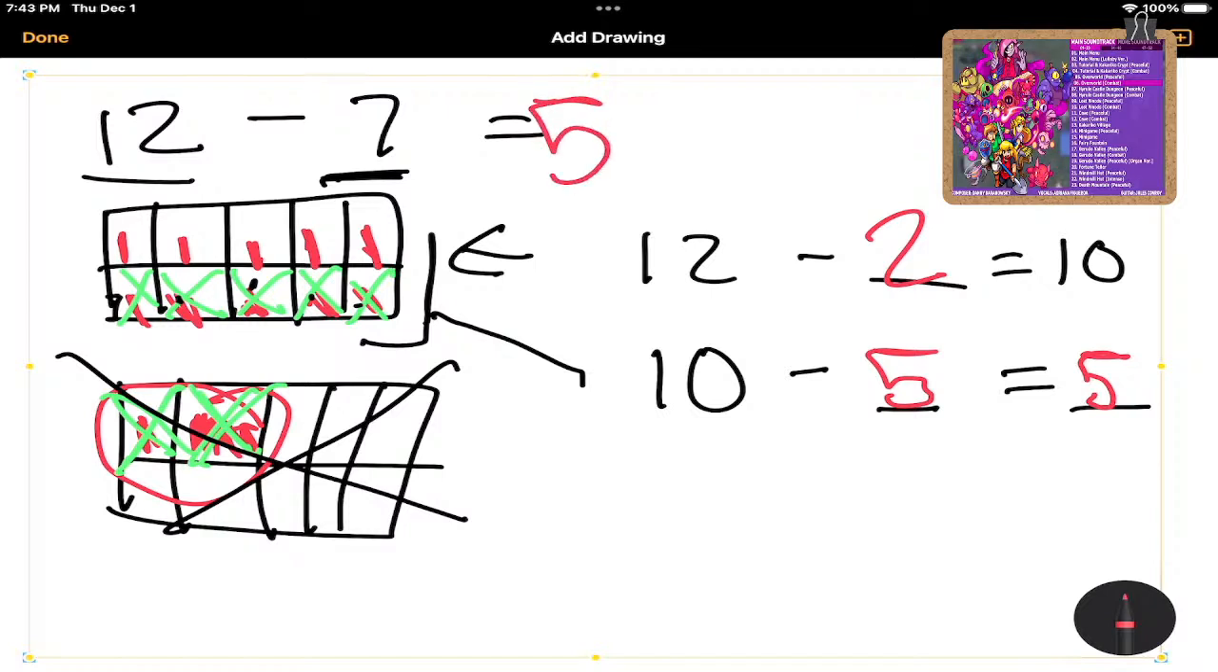How do we check our work? 12 in your head and we have 7. So let's count backwards. 12. 4. Try again. 12. 5. Okay, let's do another one.